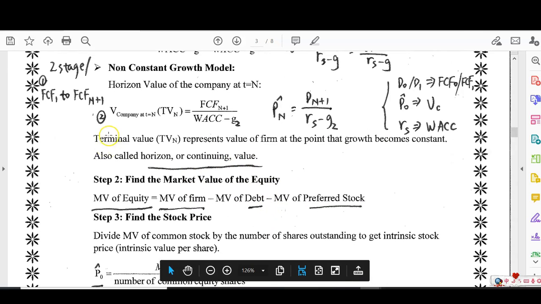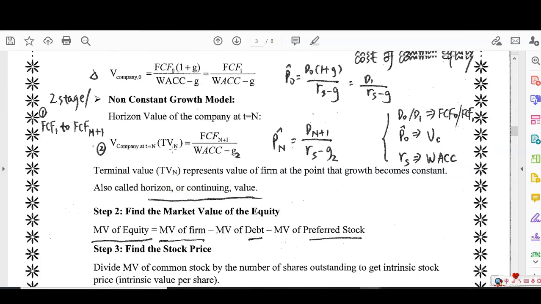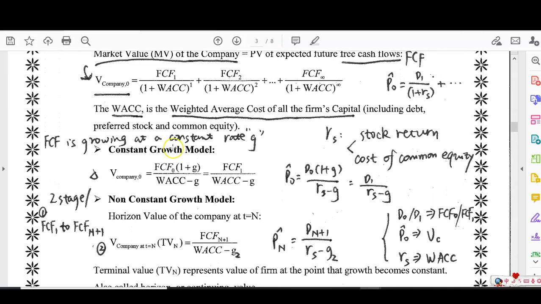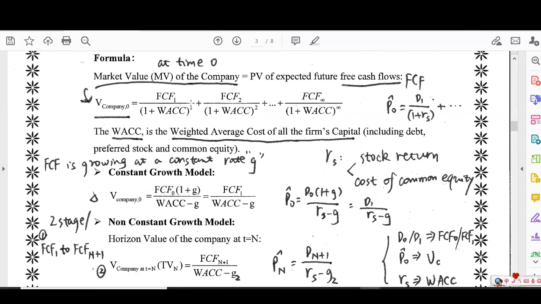Okay, so if we have horizon value, we have free cash flows from 1 to N. We can discount free cash flow 1 to N and also discount TVN. So we have value of the firm at time 0. No matter whether it's a constant or non-constant growth model, we can get the value of the firm.